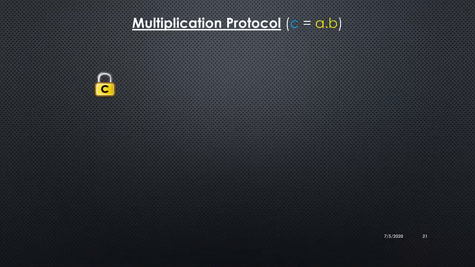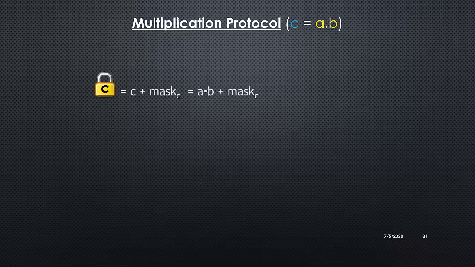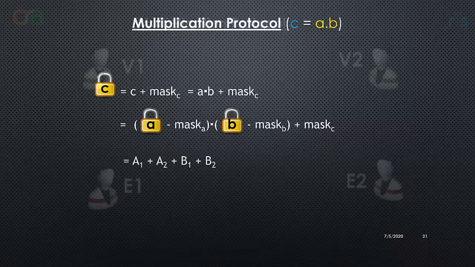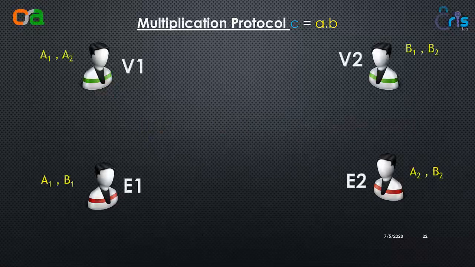What we want to do is compute the log of C. The log of C is defined as C plus mask of C. And due to the correctness property, C is equal to AB. Now I substitute A as log of A minus mask of A, and similarly for B, then open these brackets and rearrange them. I write them as A1, A2, B1, B2. Now, why are these four terms important?